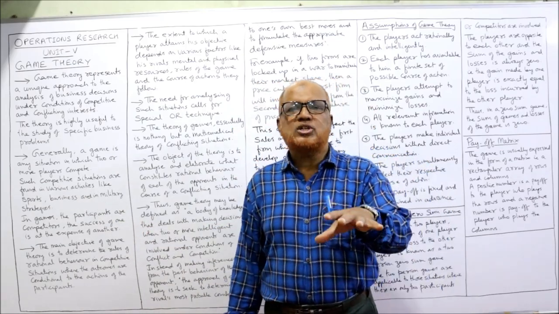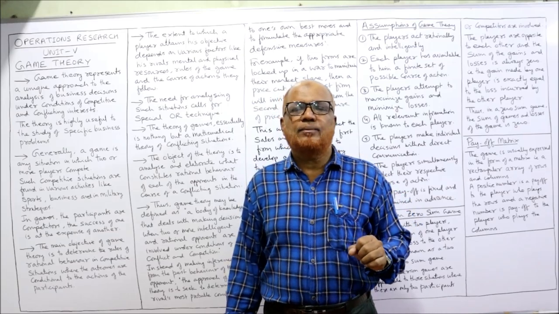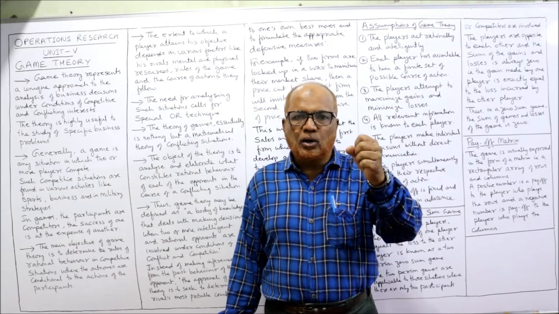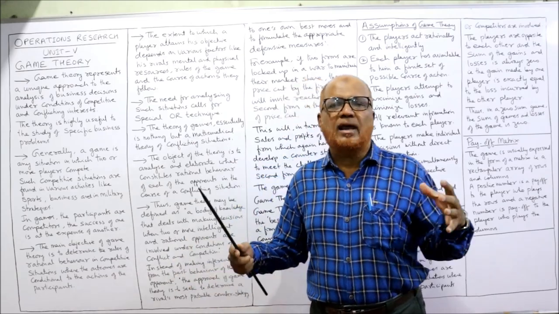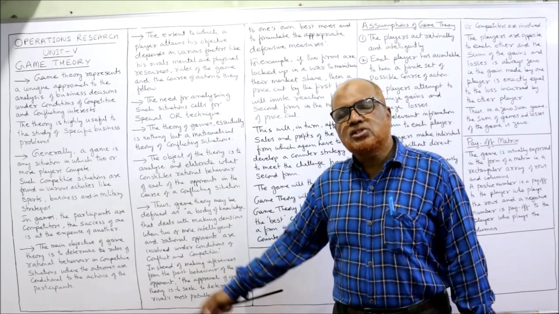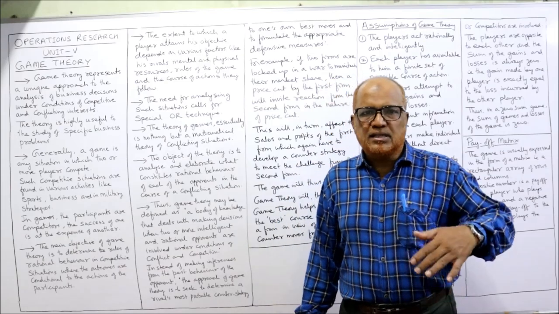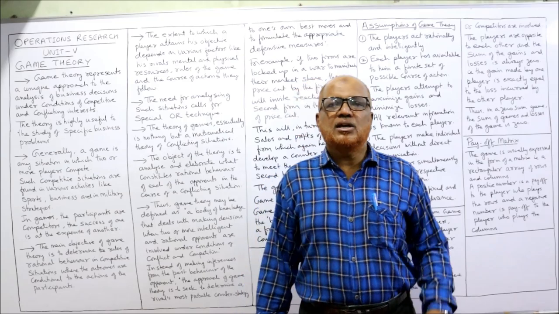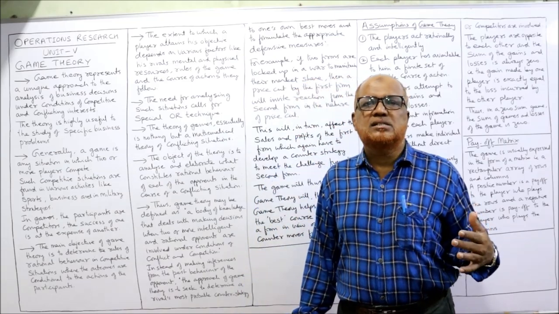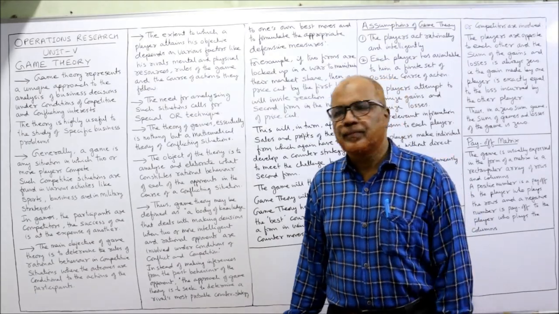This type of situation is where two or more parties are competing with each other in order to win the game. The situation is a competitive and conflicting situation. So this type of situation we normally see in the cases of sports, in the case of business, in case of military strategies. So in these areas we find this situation of game.